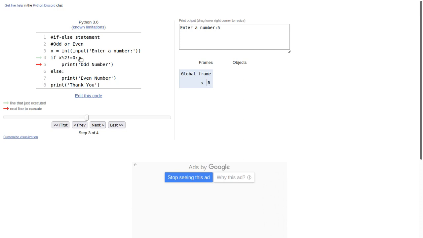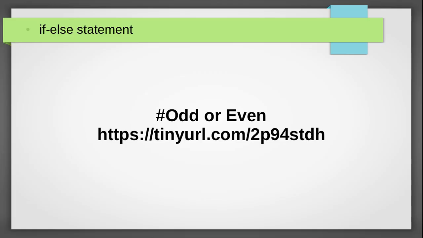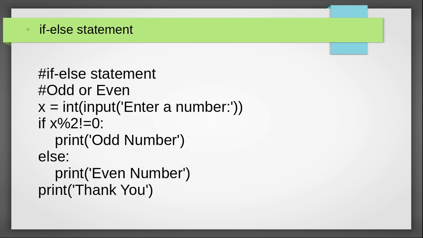The control goes to the true part, because this condition evaluates to true and the condition is satisfied. Click the next button. After executing this true block statement, control goes to the next statement after the if-else statement. Click the next button. After printing thank you, the program is terminated. This is the visualization of this odd or even number program. This is the source code, and the source code is also available in the description.